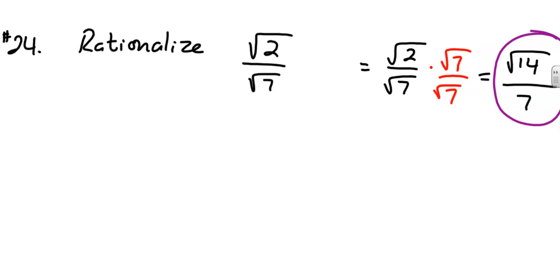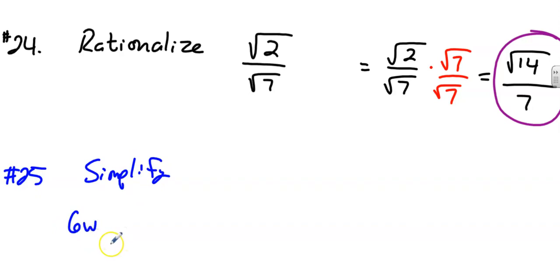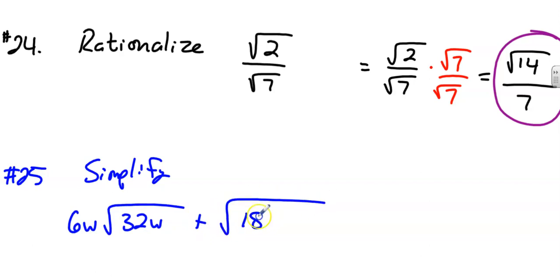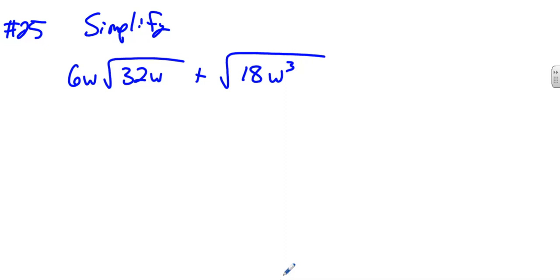All right, 25. Still working with the radicals. This one says to simplify. Okay, and the simplifying part basically means we're adding and subtracting.